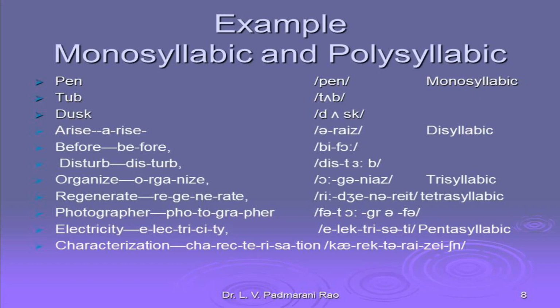Look at these words that are there on your slide. The first word is pen. You can utter it in a single time. It's always easier for us to clap and see. Pronounce it properly and clap wherever you are pausing. That is the best way to enable you to understand the syllabic division. Pen, monosyllabic. Tab, monosyllabic. Dusk, monosyllabic.